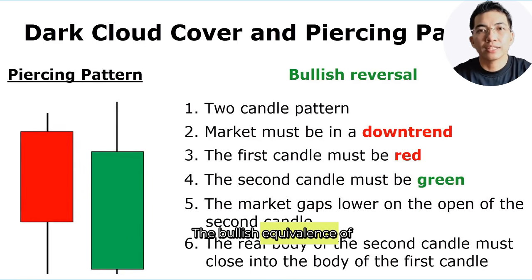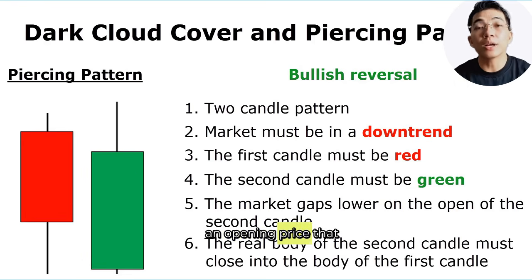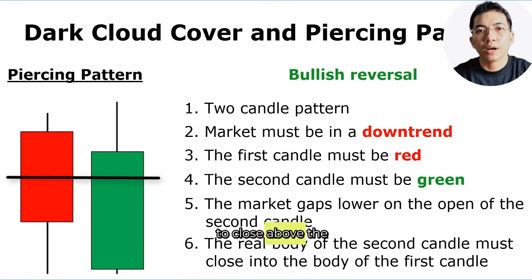The bullish equivalent of the dark cloud cover pattern is the piercing pattern. So for this pattern, the market must be in a downtrend and the first candle must be red, in line with the downtrend. The second candle must be green, and this time the gap is a gap low. That means that the second candle starts at an opening price that is lower than the closing price of the first candle. Once again, last condition is that the second candle closes into the body of the first candle, and we may add that it needs to close above the first half of the real body of the first candle.